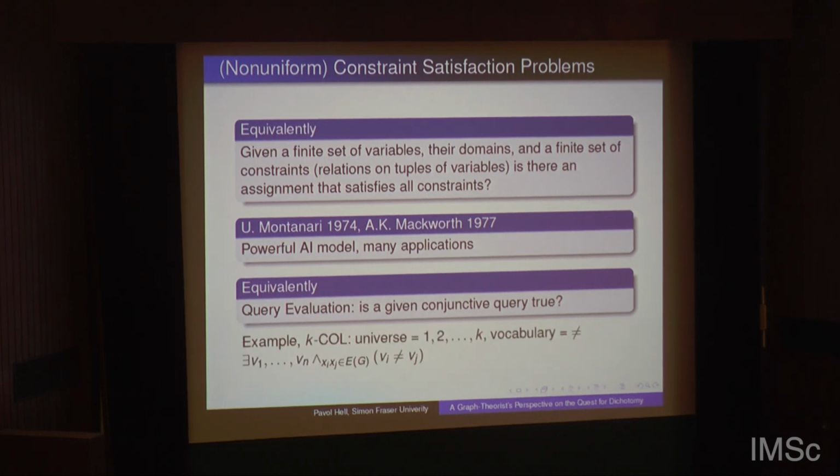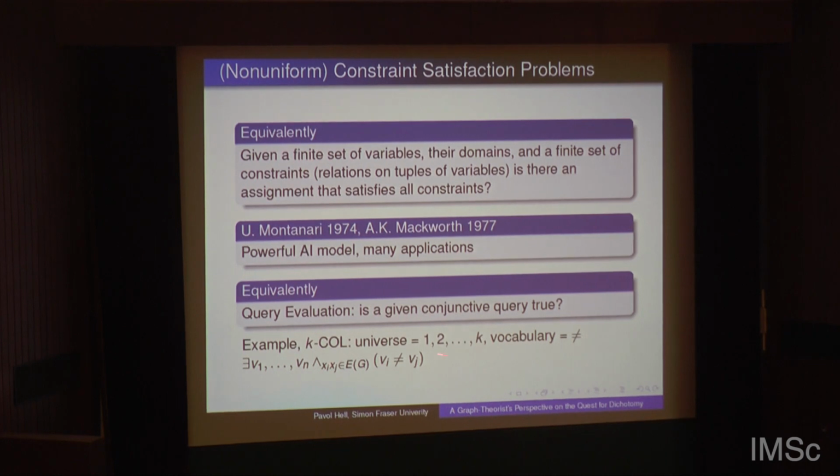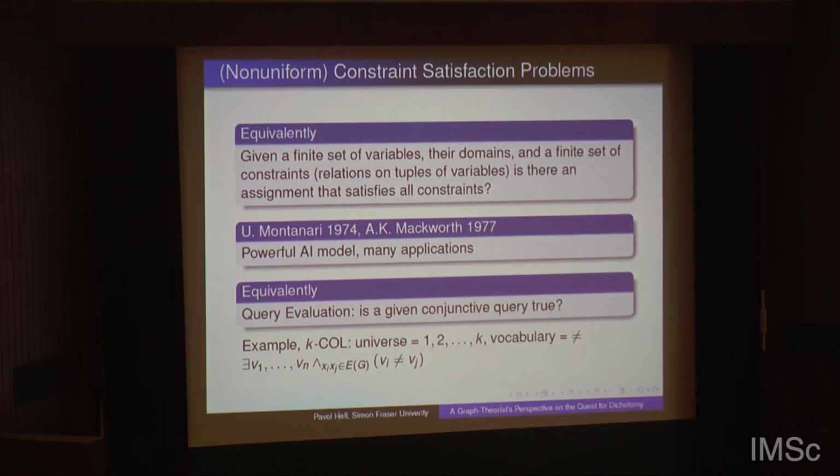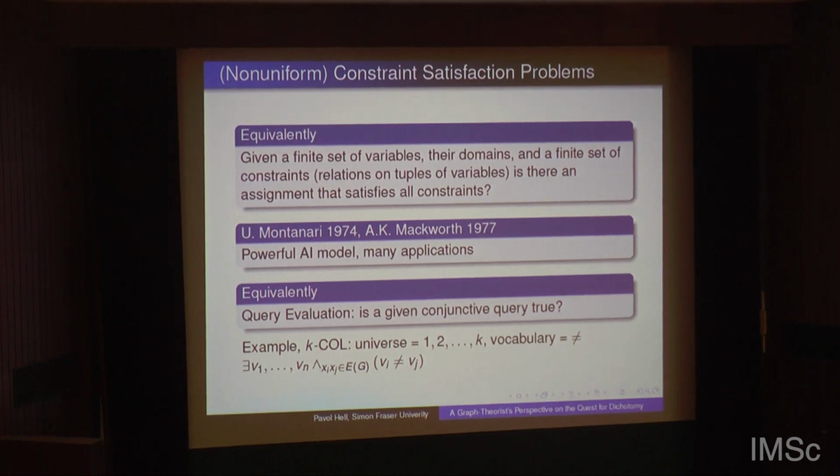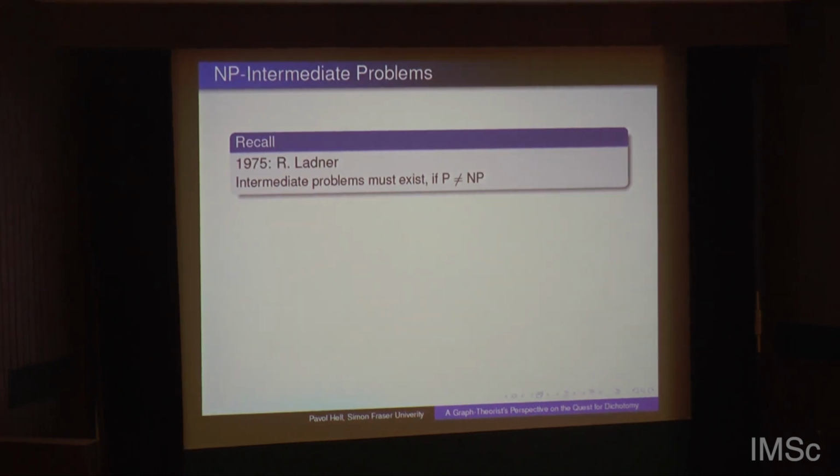So for example, K coloring would be formulated as follows. The universe is elements 1 to K. The vocabulary, the relations you can use, is distinctness. And then the query you are making is: are there values V1 to Vn, so that for every edge of the graph, the values are different. And so this is a typical query evaluation in a relational database. So this is a general model that appears throughout computer science.